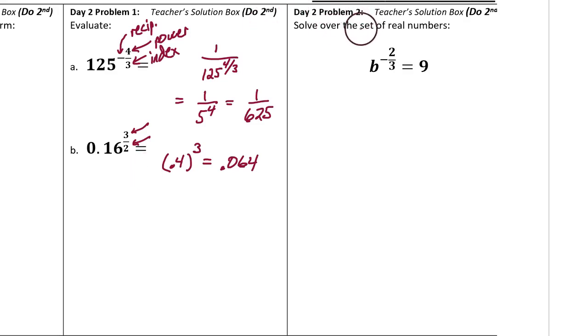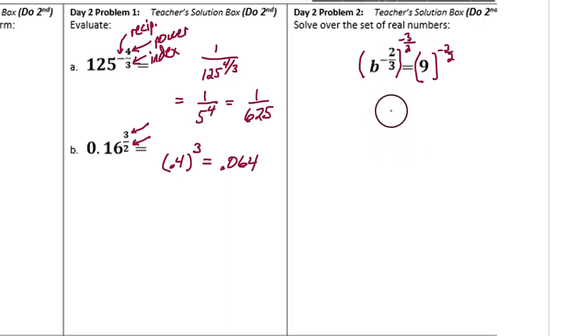Day 2, problem 2. Solve this equation over the set of real numbers. We want to get the letter b alone, so we need to do something that will remove the exponent. Let's raise both sides of the equation to the same exponent. And the exponent we want to use is the reciprocal of the one that's already there. Think about why you would want to do that. The exponent rule from an earlier chapter is when something already has an exponent and you raise it to another exponent, you multiply the exponents. Because these are reciprocals, those exponents cancel away to just a 1. And so you get the letter b alone.